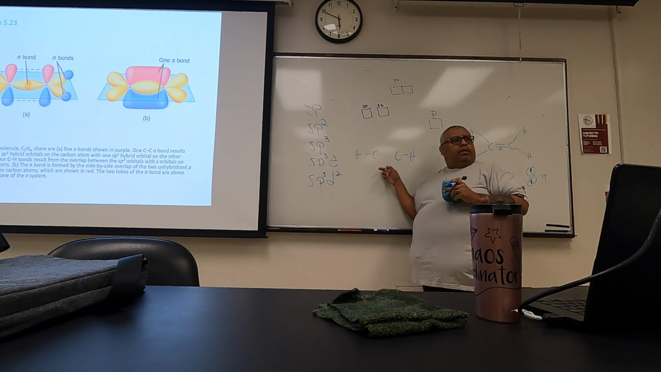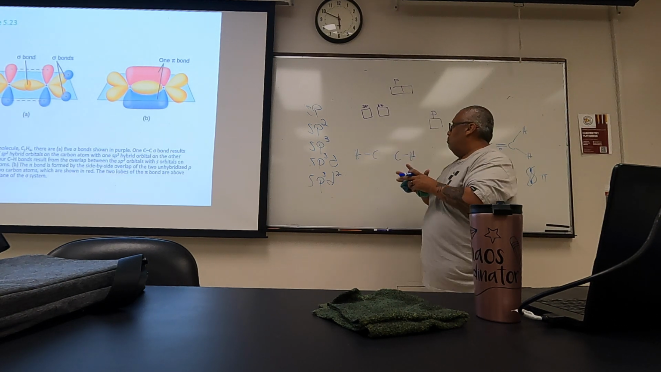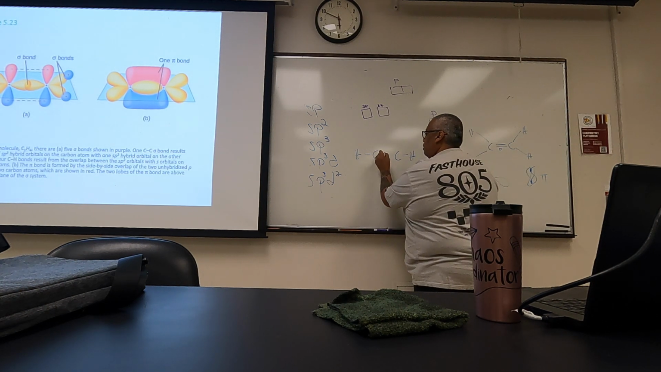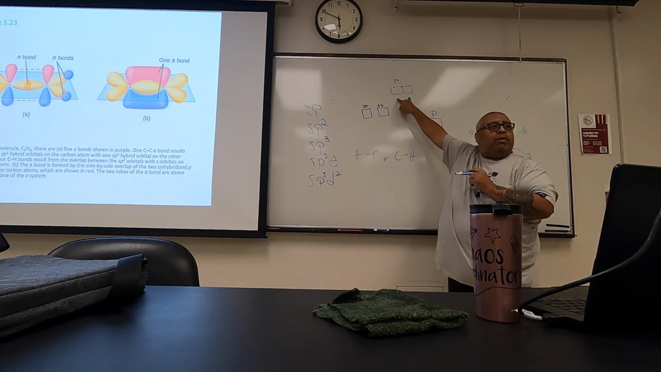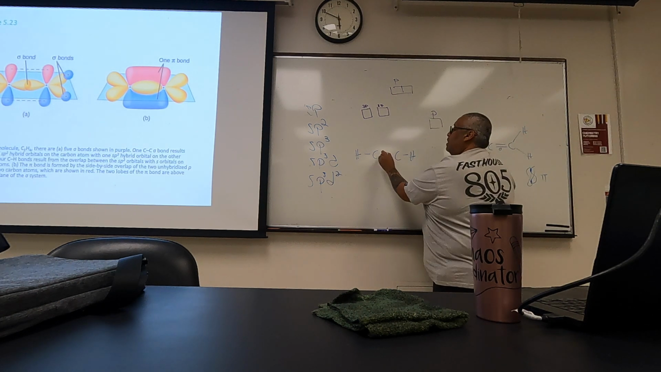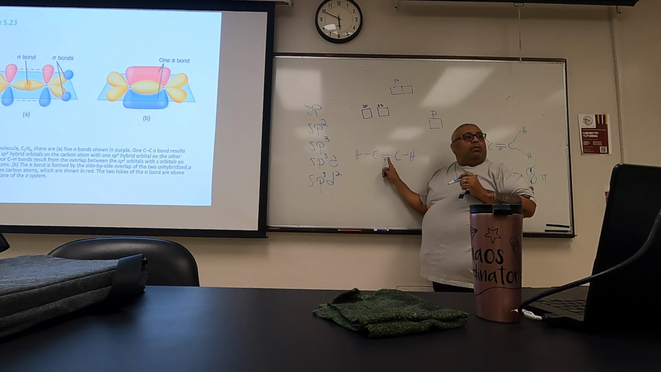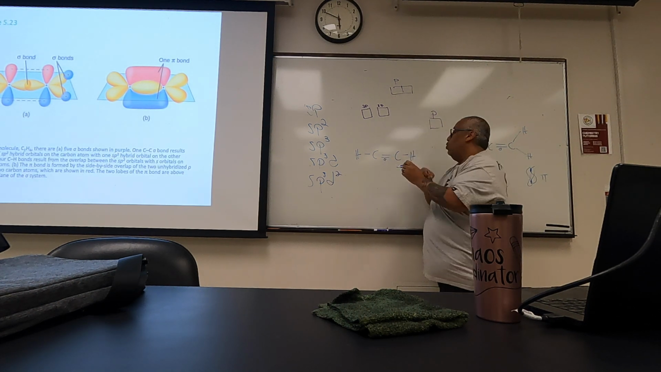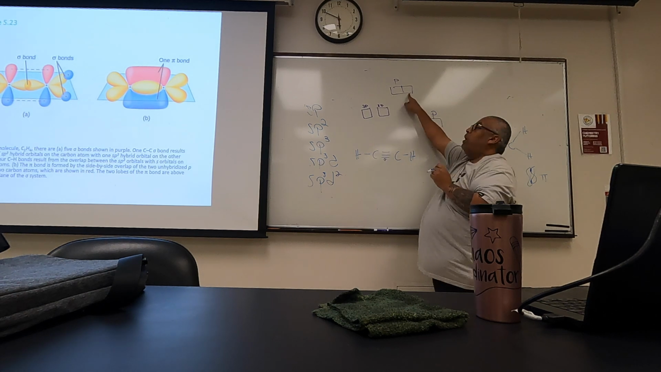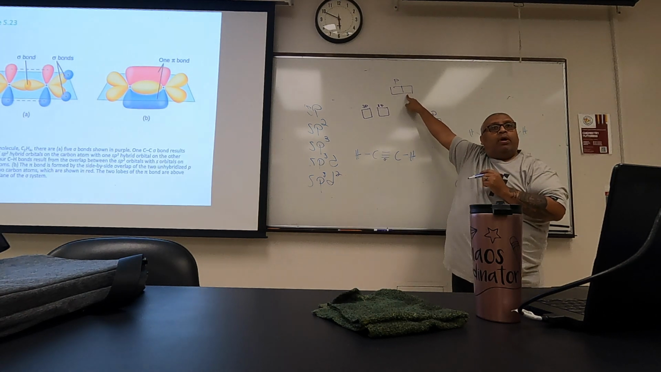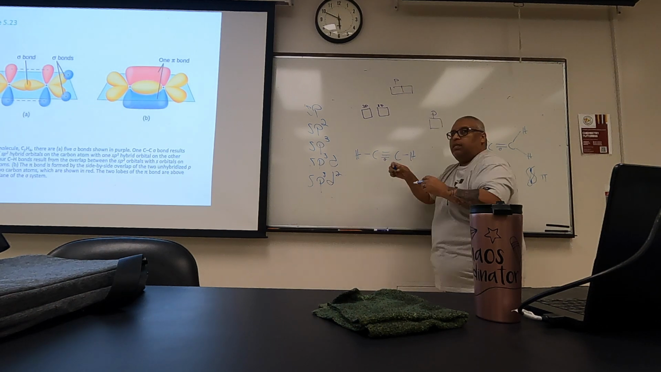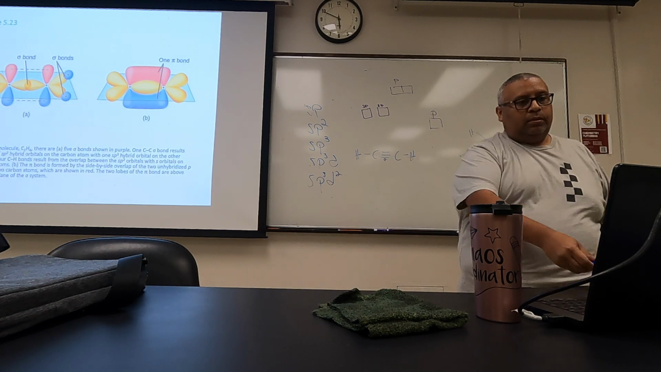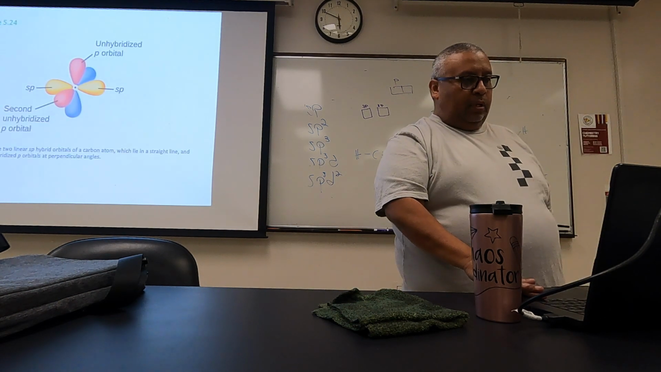So now we're talking sp. Here's our original sigma bond. But with 2 unhybridized p orbitals, this is going to create a pi bond using one of the unhybridized orbitals, and this will create another pi bond using one of the other unhybridized orbitals, giving us a triple bond. So our triple bond is viewed that way.